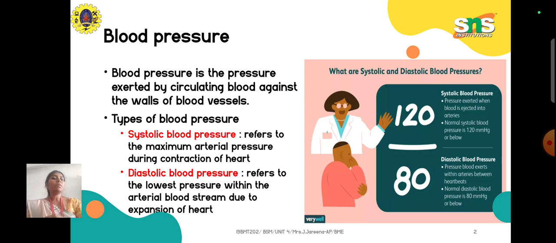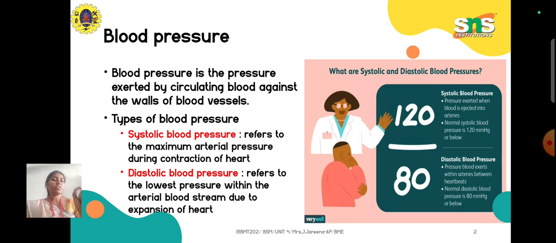So systolic pressure refers to the maximum arterial pressure during contraction of the heart. Whatever pressure we are discussing here related to the blood, it directly maps with your heart function. I will tell you why. Here we are focusing on the pressure of the arteries. We are focusing only on the blood vessels of the artery.